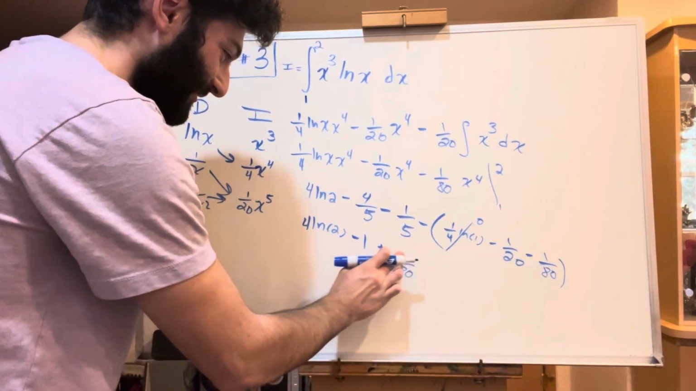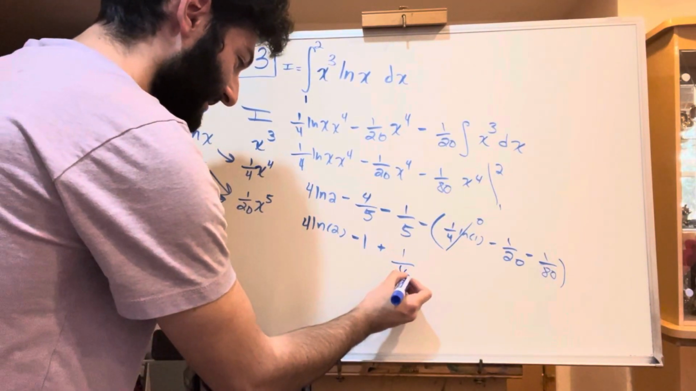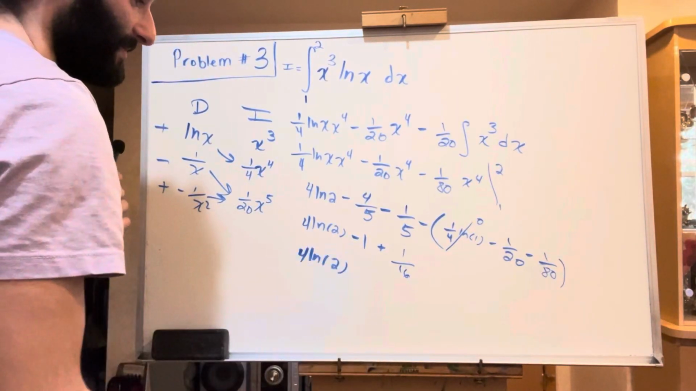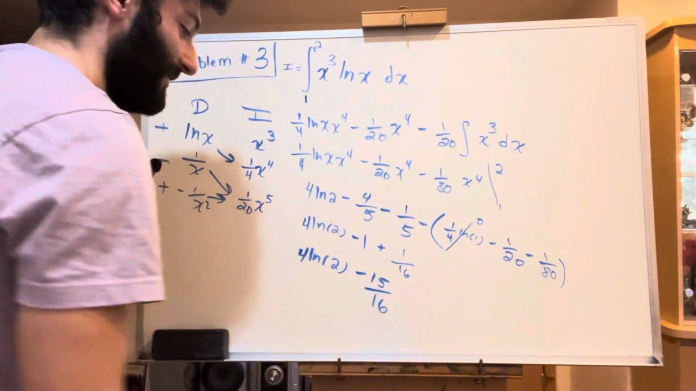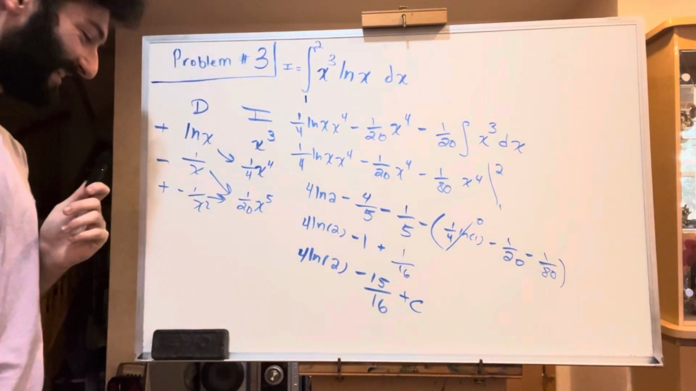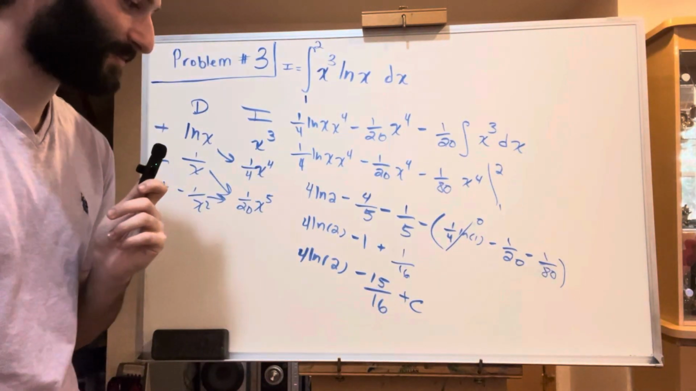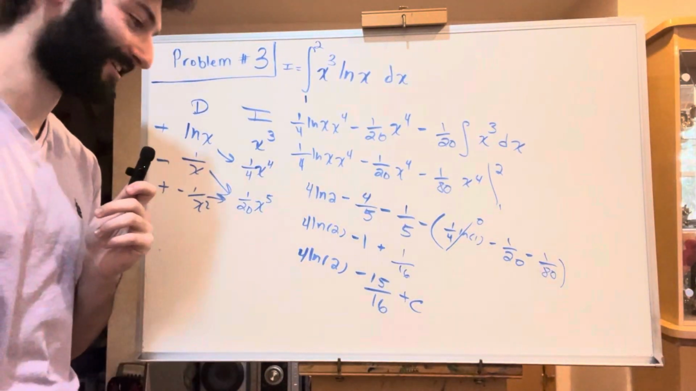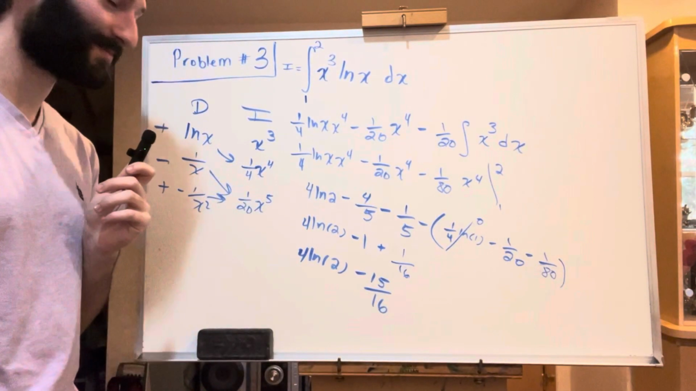Yeah, 1 over 16. So our final solution will be 4 ln of 2 minus 15 over 16. And for the love of God, don't put a plus c, because you don't need it in the first place, and it's a definite integral, so that's pretty brutal if that happens to you. So try your hardest not to make that mistake. With that, let's move on to the next problem.